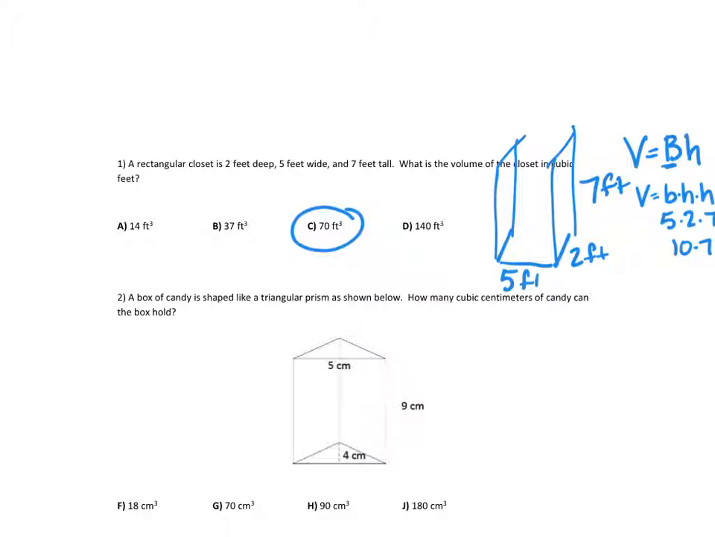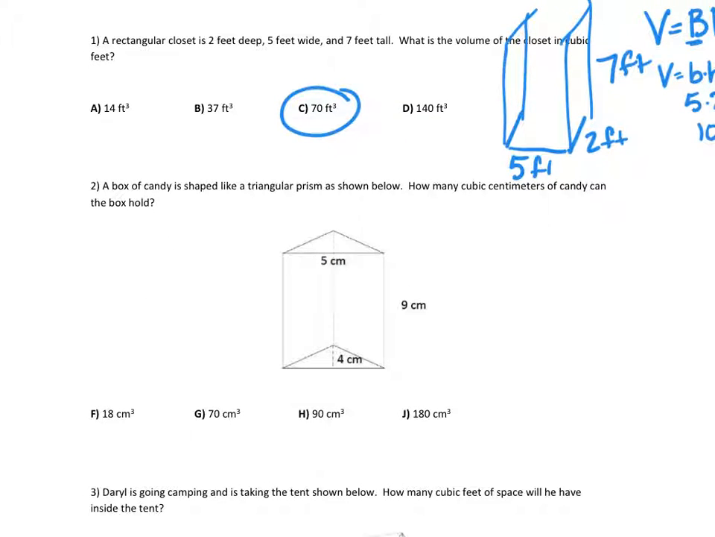Number 2: a box of candy is shaped like a triangular prism. How many cubic centimeters of candy can the box hold? Okay, so we're going to use the same thing. We're going to use that volume formula. It's going to change out because the base is a triangle. So it's base times height divided by 2 times height of the prism.